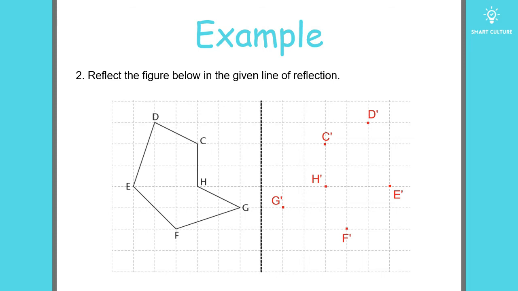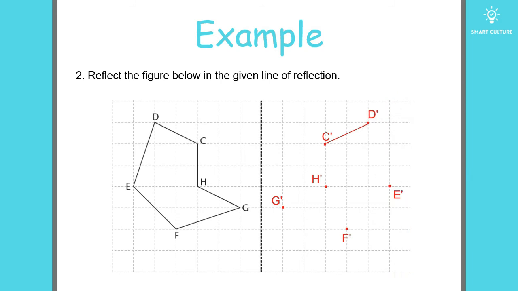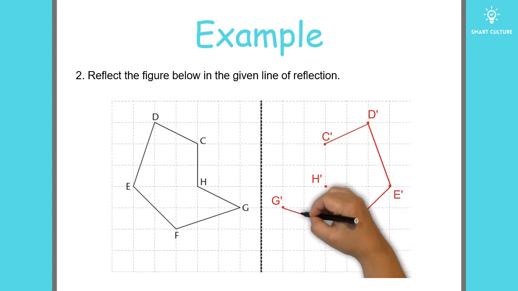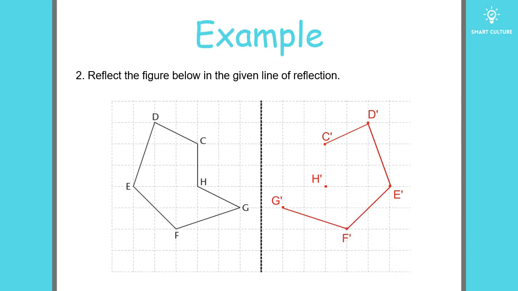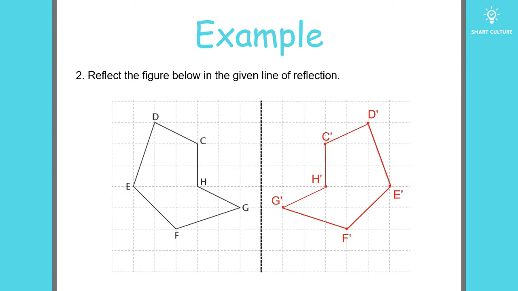Now we have to join the reflected points. It's very important for you to check that a point and its image are at equal distances from the line of reflection. Also remember to check whether the figure and its image are still congruent.